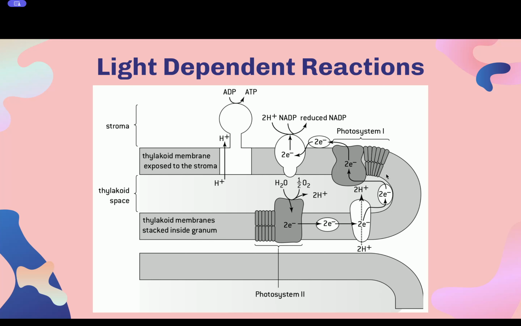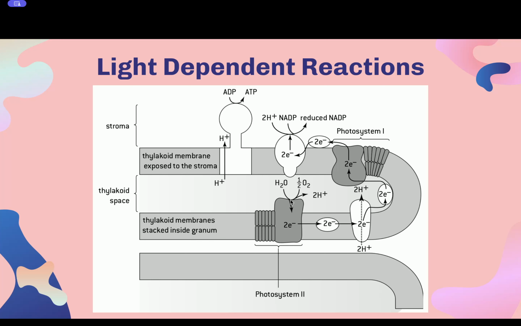The 2 electrons get passed on again, through photosystem 1, and then through electron acceptors again, until it reaches an integral protein where NADP and the H plus ions in the stroma will be reduced together with electrons to convert into reduced NADP.